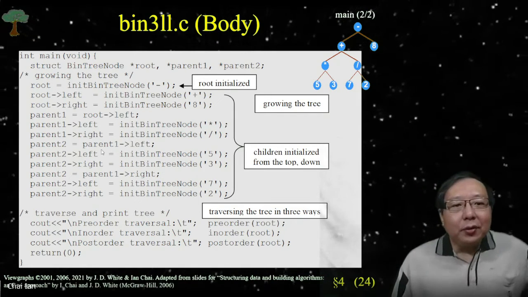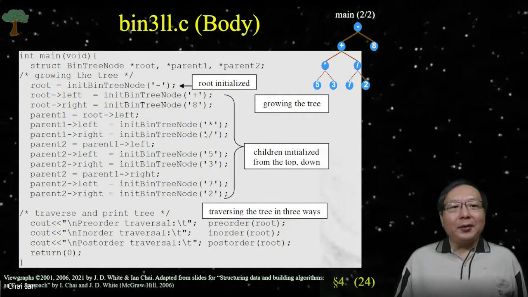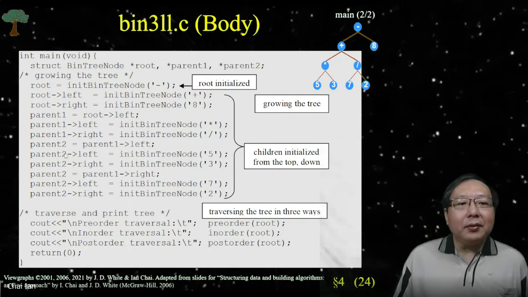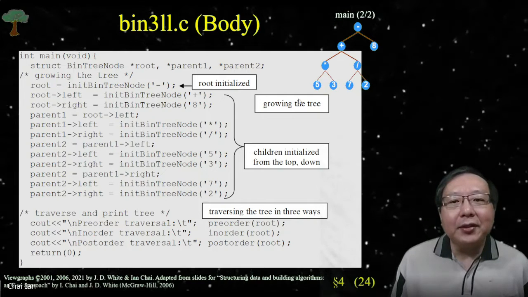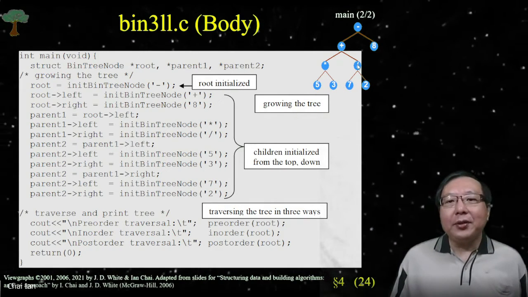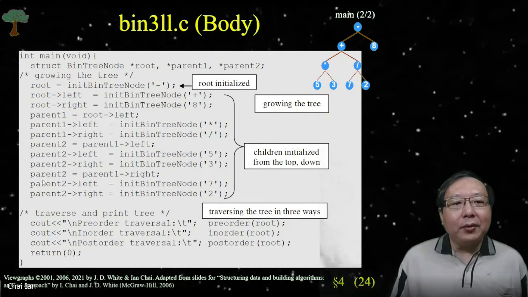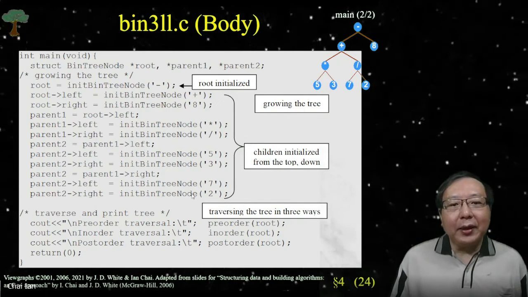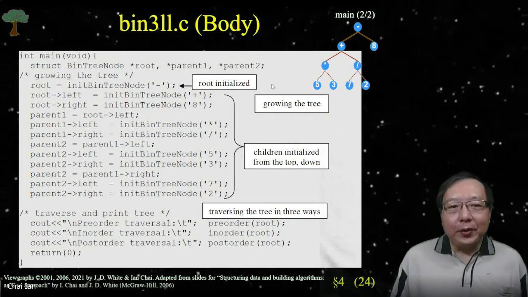Then parent 2 is parent 1 left, so parent 2 is going to be at multiply. Parent 2 left is 5, so we put this 5. Parent 2 right is 3, so we put this 3. Then we move parent 2 to parent 1 right, which is this guy here, divide. Parent 2 left is now 7, and parent 2 right is 2. And then we've finished building the tree.